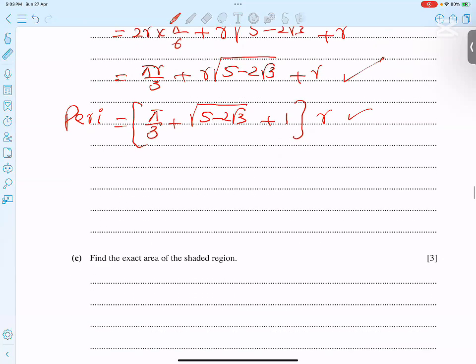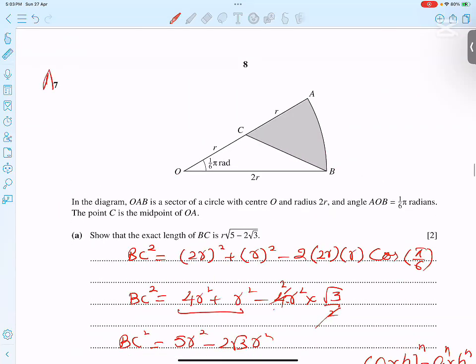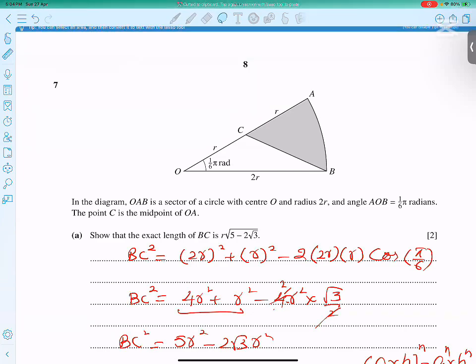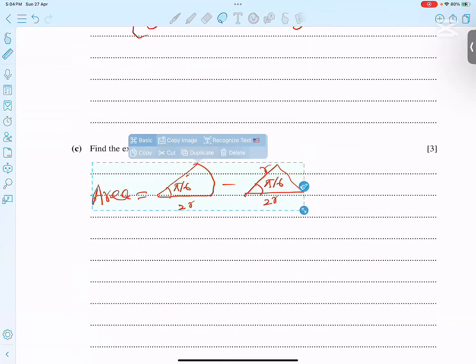Let's talk about the exact area of the shaded region. What is the plan of action? So reflect on the planning here. How to get the shaded area? Sector area minus triangle area. For the sector, this is 2r and this is π/6. The triangle has sides 2r and r, with this angle π/6. I think the point is very clear, so this is the right planning. So I cut from here, bring it down and paste here. Let's try to fulfill the plan.